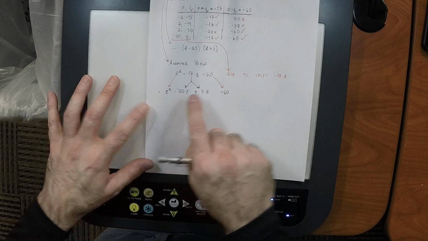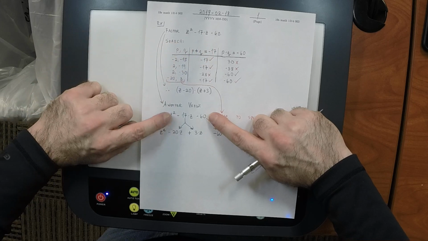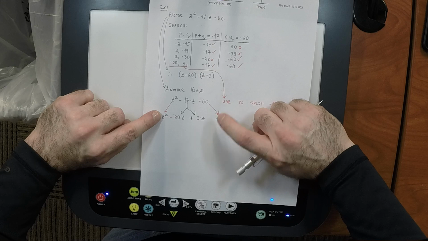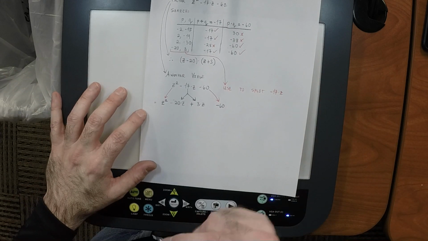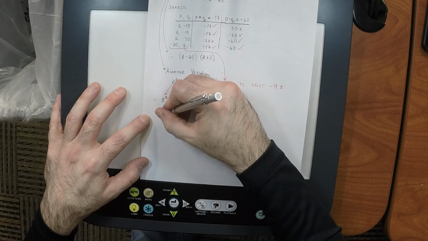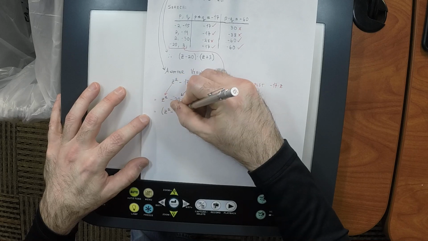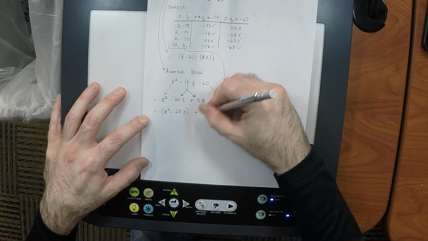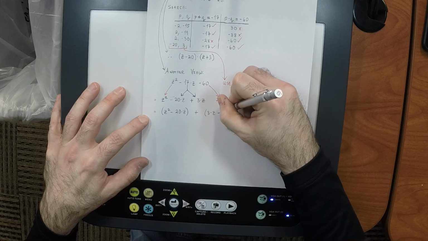Okay, now notice that this first expression that we were given had 3 terms, but now we have one that has 4 terms. Because we have 4 terms, it's possible for me to make 2 groups of size 2, because addition is associative. So this is z squared minus 20z, and then plus 3z minus 60.